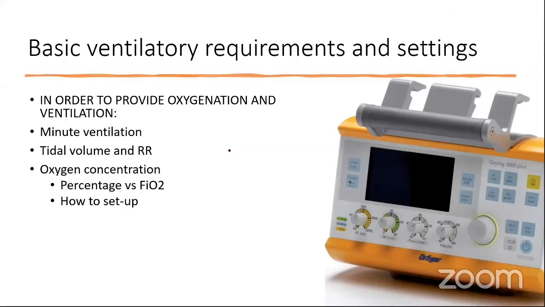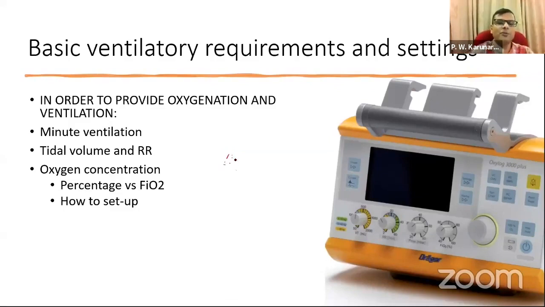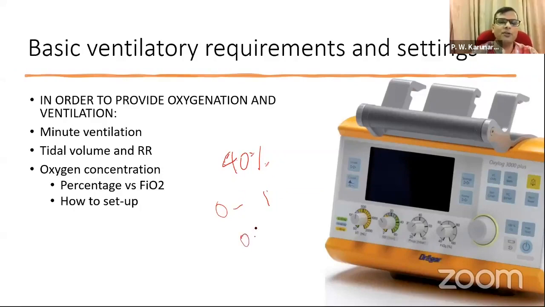And the other thing is oxygen concentration. I have seen some non-critical care people who don't know this FiO2. The percentage of oxygen can be mentioned as a percentage, for example 40% oxygen. In certain calculations, we use FiO2 as a fraction of oxygen out of 1, so from 0 to 1, not percentage. If it is 40%, it's 0.40. If it is 50%, 0.5. If it is 100%, 1. Things like that.